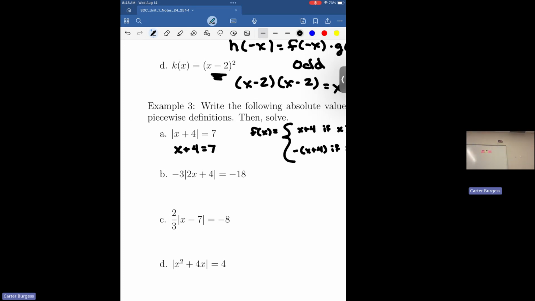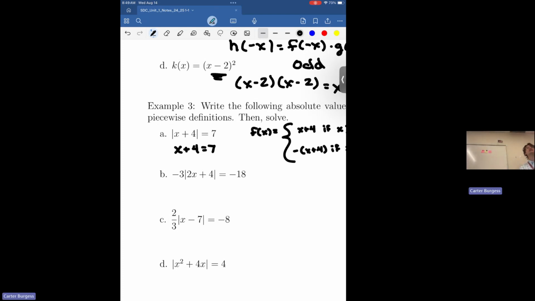Really quick, just double check here. For what values of x does this definition apply? Okay, we're going to solve it and it's going to be 3, but what must be true about x according to our piecewise definition? It must be greater than -4. So as long as the answer we get here is greater than -4, we're in the clear. We're good. That's a goal.